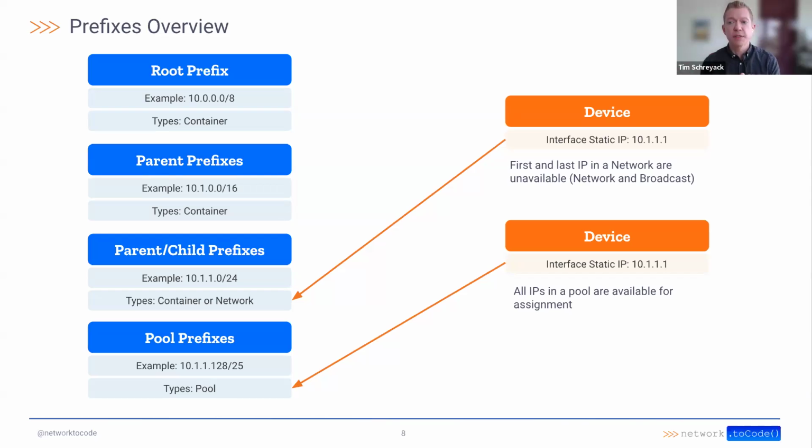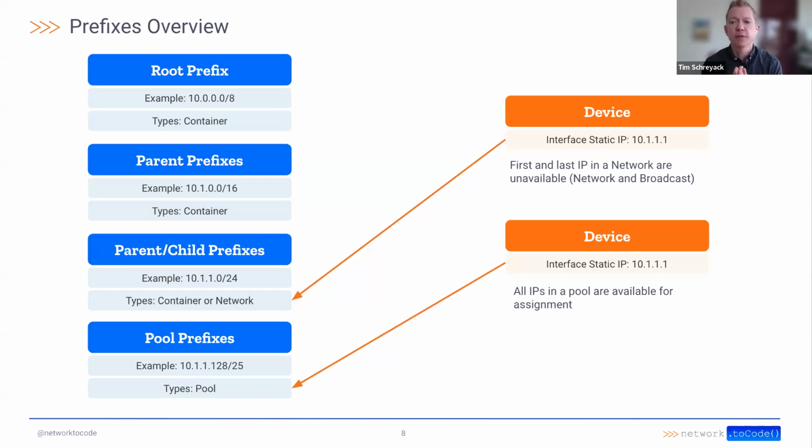Then we have pool prefixes. These exist at the very bottom of the hierarchy, and their parent must be of type network, and they're used to dynamically assign IP addresses. This is where you would create your DHCP pool, for example, and your DHCP server would then utilize that pool. Every IP in the pool is available for assignment, different from a network, where the first and last are not available.